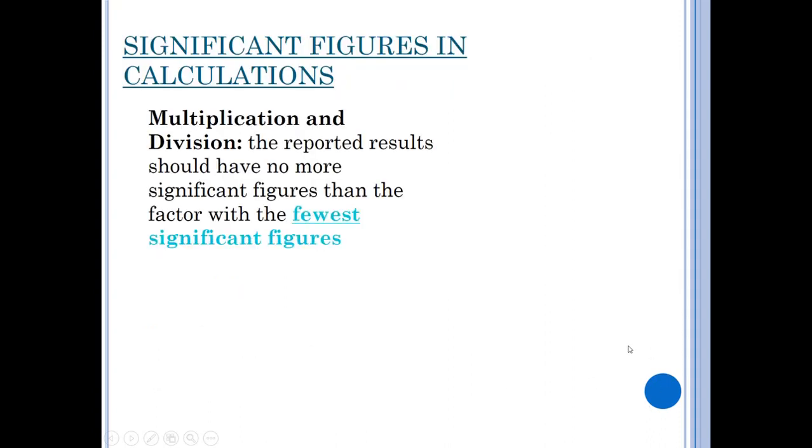Okay, significant figures in calculation. It has some rules. For example, for multiplication and division, the reported result should have no more significant figures than the factor with the fewest significant figures. So how to solve this type of question? When you have 1.827 meters times 0.762 meters, what is the answer for this question?